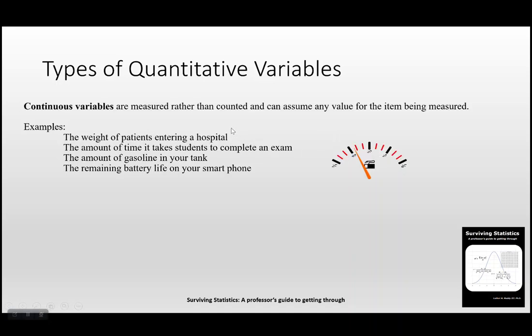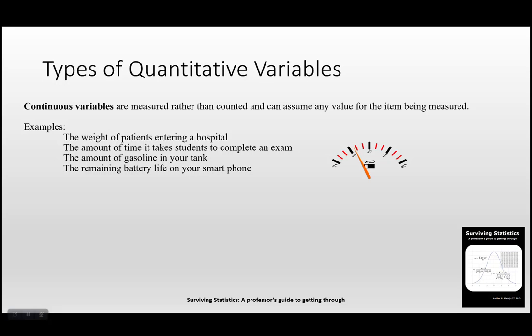Now, of course, not all variables are going to be discrete. And so then we also have continuous variables, and continuous variables are variables that are measured, and they can actually assume any value within the range. So for instance, if I weighed a patient as they came into the hospital, they might be 102 pounds, 102.3, 102.6. Again, it could be any particular value. The amount of time it takes a student to complete an exam, I really have a hard time counting that. It might be 5 minutes, 6.5 minutes, 32 seconds.